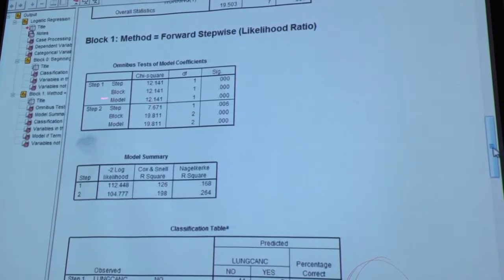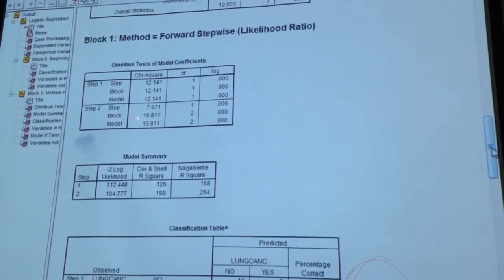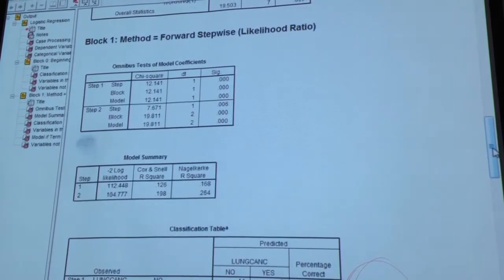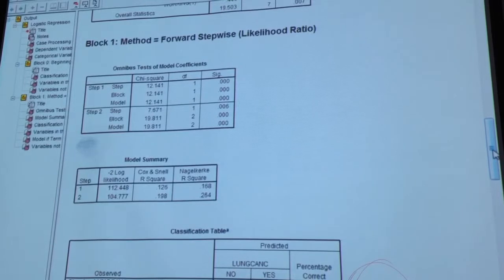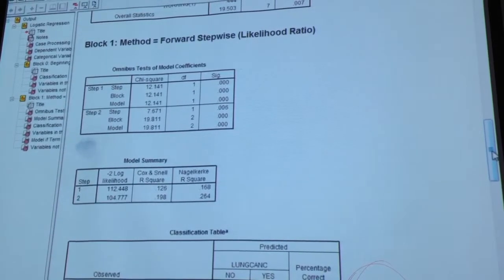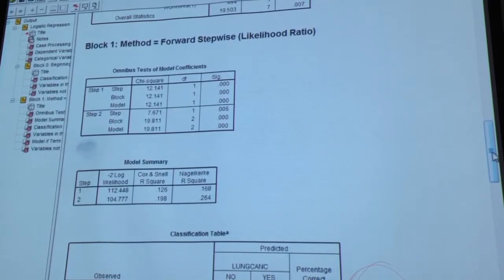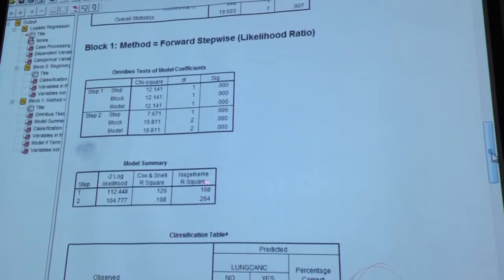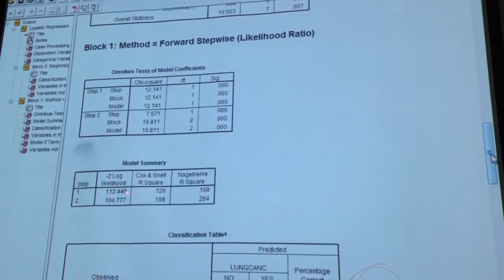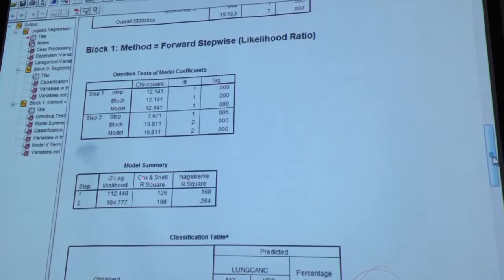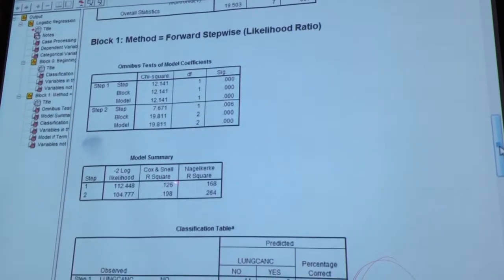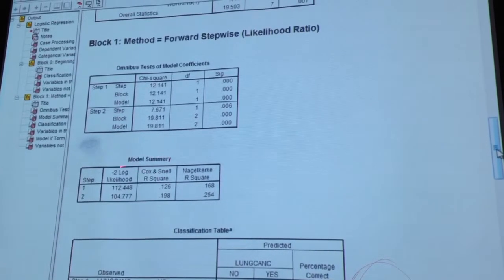So we got 2 steps, just like just now, isn't it? If 2 steps, that means we have 2 significant predictors. Among the 7, 2 of them are significant. Okay. So we can see the R square here. They show the R square, but the name is different. One is Cox and Snell. This is the name.